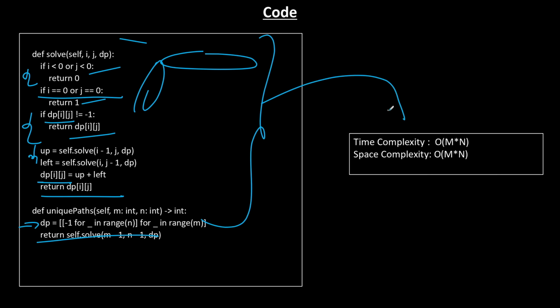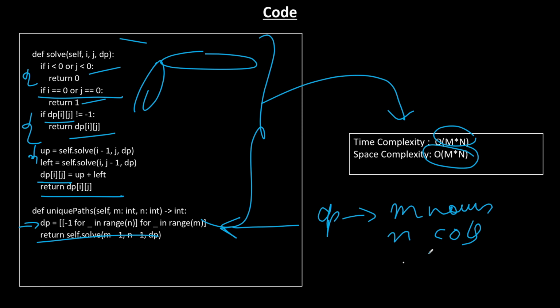Now the time complexity for this comes out to be m cross n, and space complexity comes out to be m cross n. Why is space complexity m cross n? It's pretty definitively seen here, since we are creating a DP of size m rows and n columns. That is the reason for the m cross n space complexity.